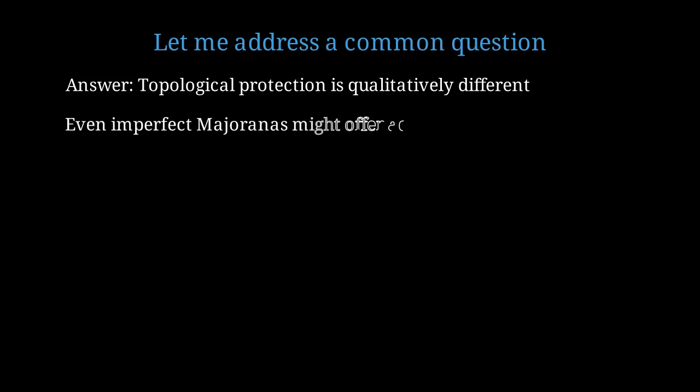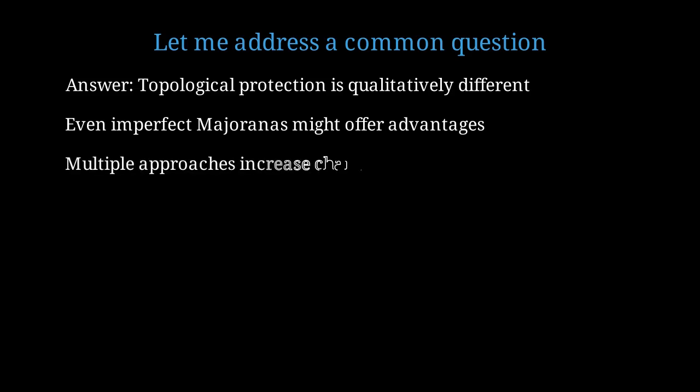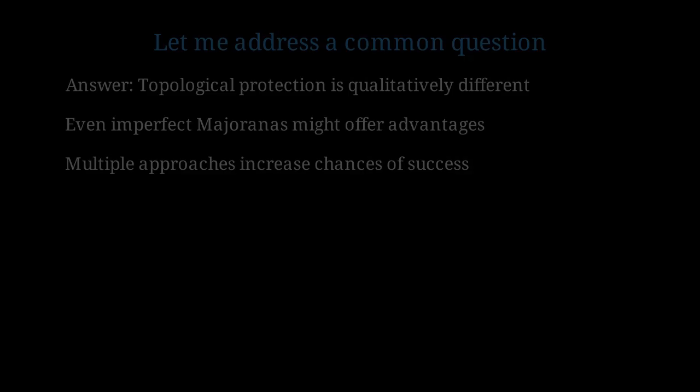Even if real-world Majorana modes aren't perfectly topological, if they retain some of that protection, they could still offer significant advantages in error rates compared to conventional qubits. The quantum computing field is pursuing multiple approaches in parallel. Superconducting qubits, trapped ions, silicon spin qubits, and topological qubits all have different strengths. Having multiple paths increases our chances of success.